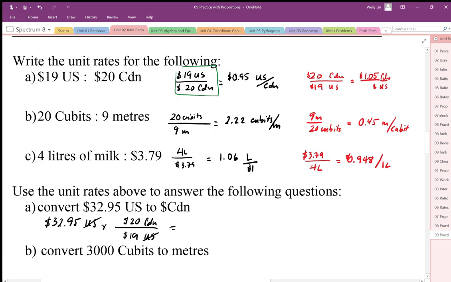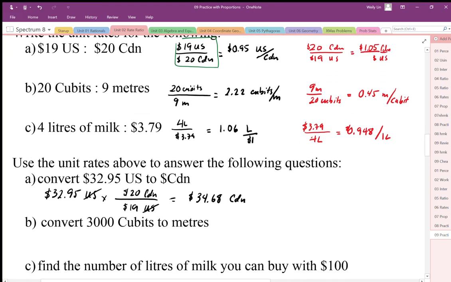Okay, and notice I'm more interested in the units than the actual calculation. Okay, because that's actually the more important part. So 32.95 times on top, divide on bottom. Okay, so I get $34.68. So 34.68, and this is dollars Canadian.